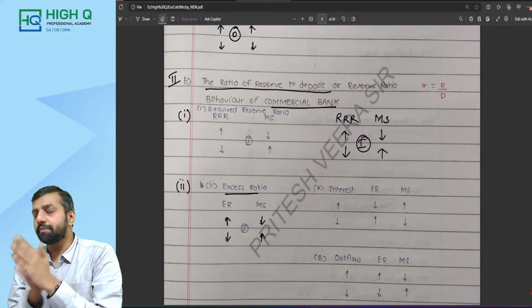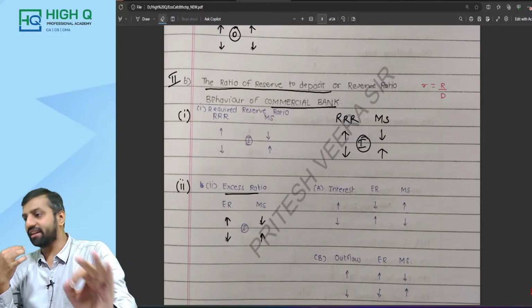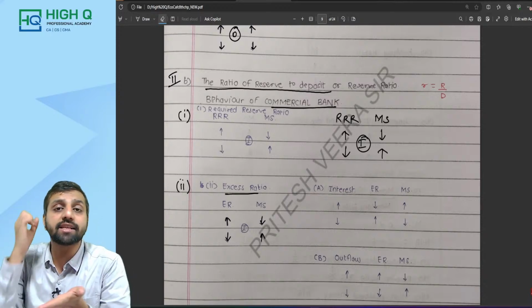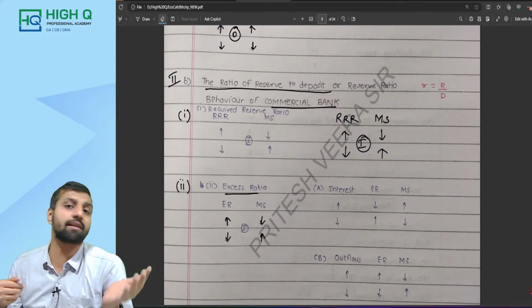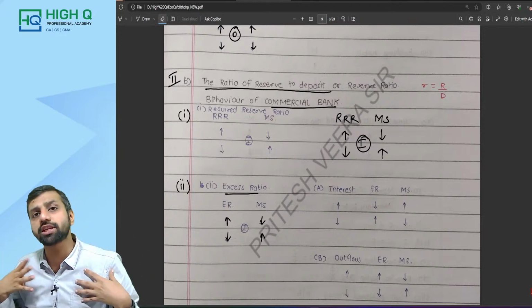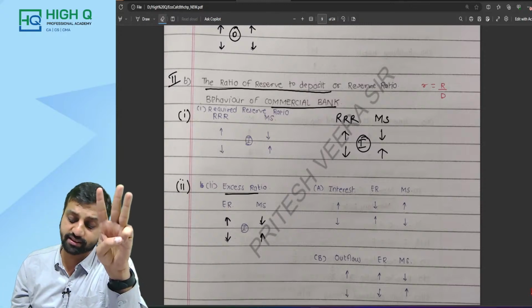So, under the behavior of a commercial bank, we have two ratios. One is the required reserve ratio, one is the excess reserve ratio. Required is mandatory, compulsory, has to be kept by a commercial bank with the central bank. Excess reserve ratio is optional, that every bank chooses to keep with itself. Now that is dependent on three reasons.